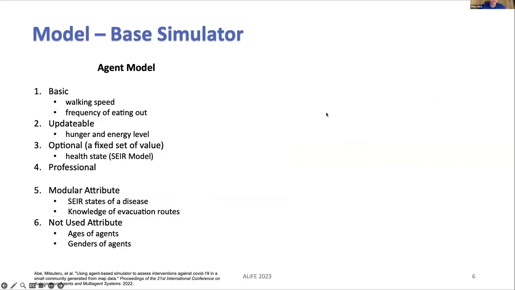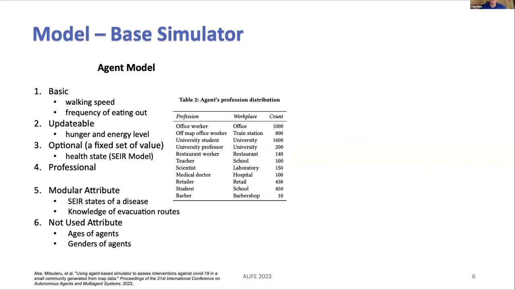And for the agent model, we have different kinds of attributes. For the basic attributes, there will be something like walking speed and frequency of eating out. There will be some updatable attributes like hunger level and energy level. There will be some optional attributes like the health state that comes from the SEIR model. And every agent will be assigned different kinds of professions like office workers, off-map office workers, university students, and so on.